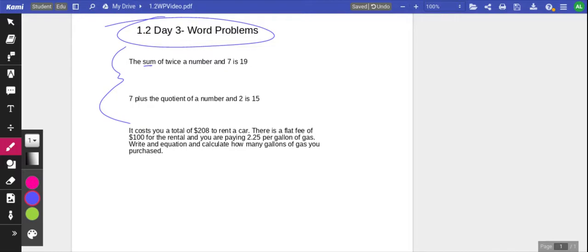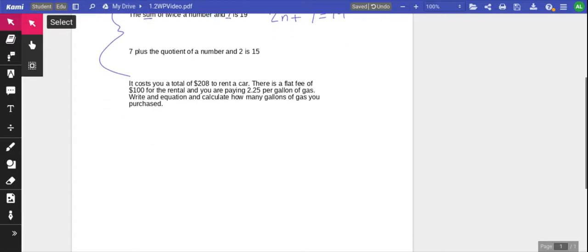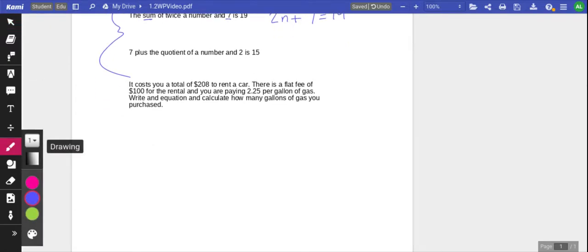So the sum, we know we're adding, of twice a number, let's call our number n, of twice a number, so 2 times n, and 7, we know that we're adding 2n and 7, is 19. Okay, so here I'm going to go where I've got a little bit of room where I can solve this. So 2n plus 7 is 19. All right, so I want to get rid of my 7, subtract that from both sides.